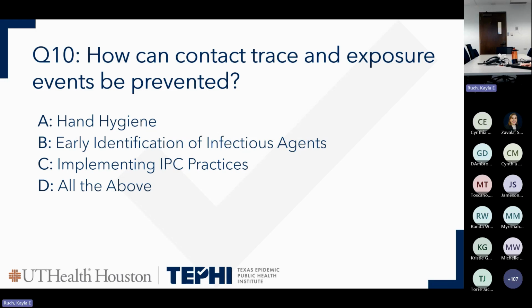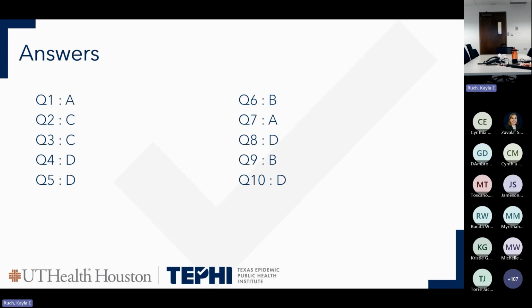Hand hygiene is the number one way to reduce infections, decrease transmission of infectious organisms, identifying what infectious agent is around so that we know what infection prevention and control practices we can implement to reduce the spread, to really ensure that there is safety for our patients and our staff. So here's our answers. Again, for the questions on the slide deck for you to review later.